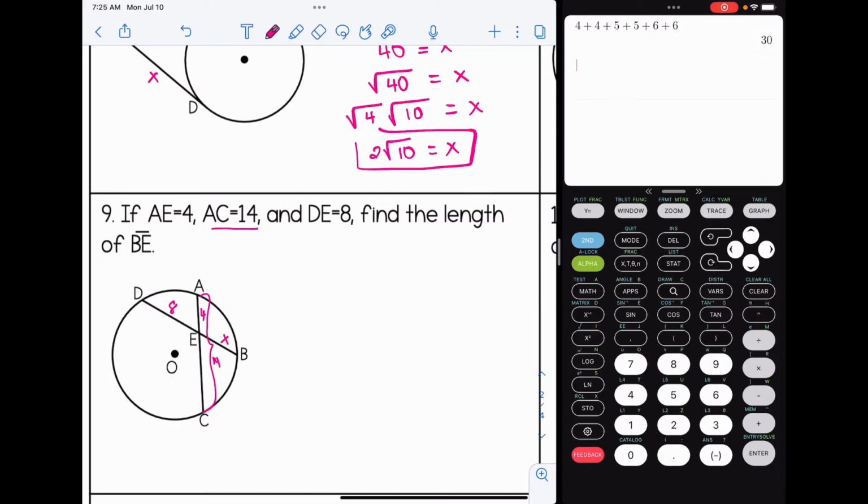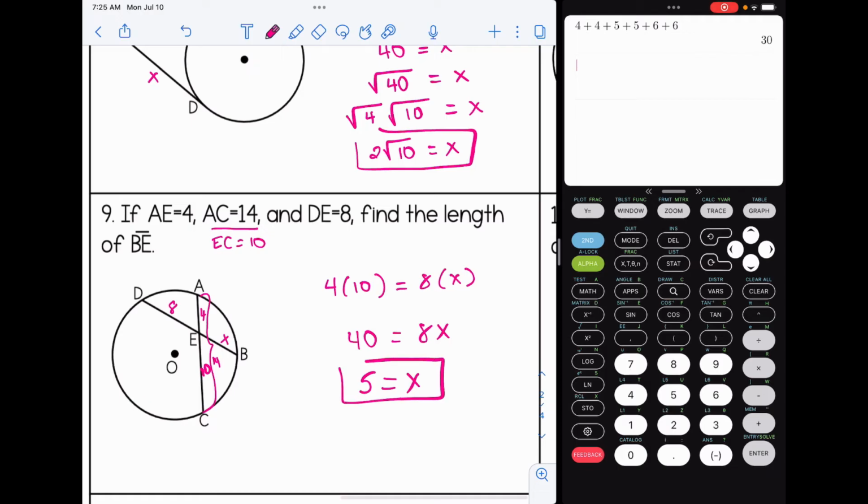All right, if that option doesn't work for you and that looks a little confusing with that big bracket, what you could also do is just subtract 14 and 4, and we would get 10, and just fill the 10 in here for the length of EC. So if AC is 14, I can infer then that EC is 10. The reason that we can do this here and subtract is because the rule is we're going to multiply the 2 parts of one chord, and those 2 parts are 4 and 10, not 4 and 14. Then I'm going to multiply 8 and X, so I have 40 equals 8X, and X is equal to 5.